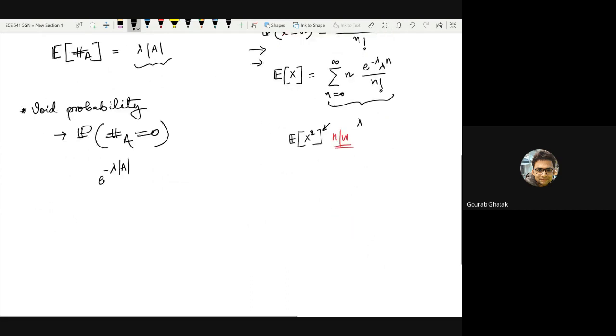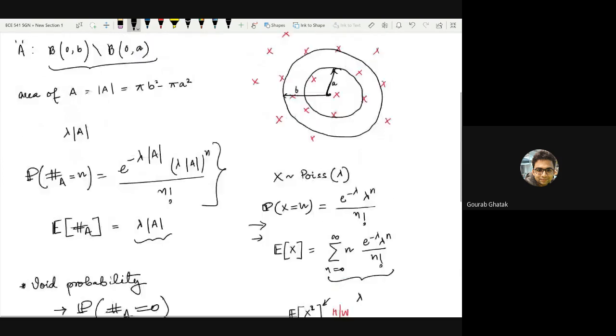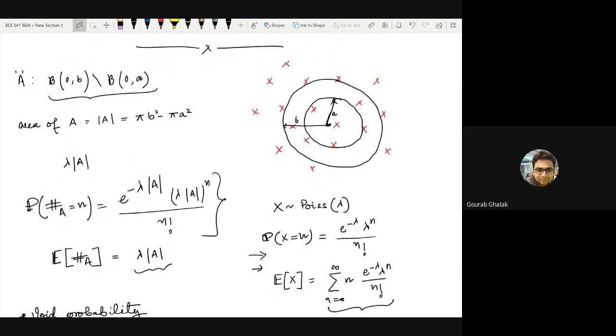The issue came with the third one, where we are supposed to find the distance distribution to the nearest point from the origin which belongs to this set A, right?